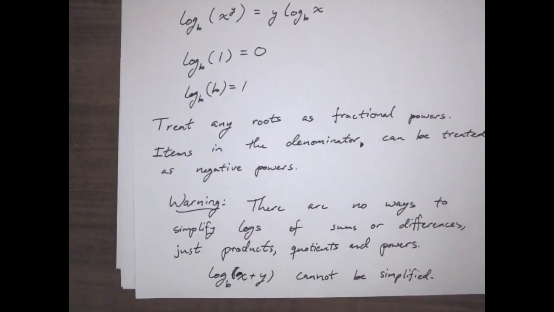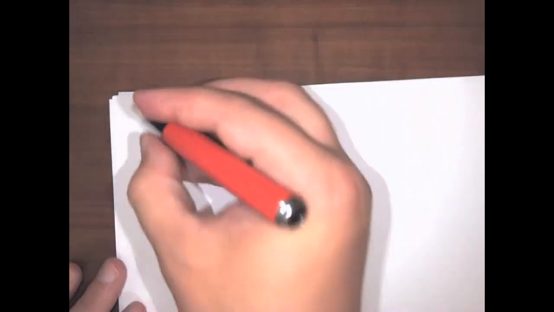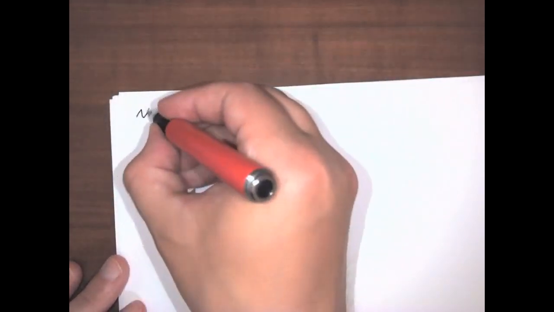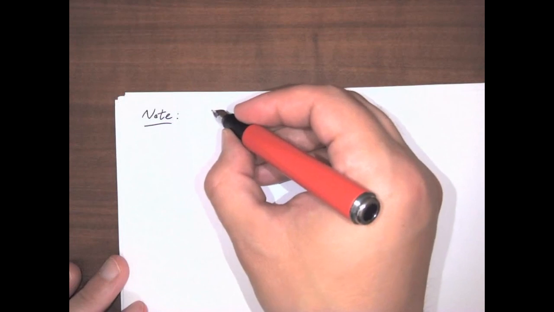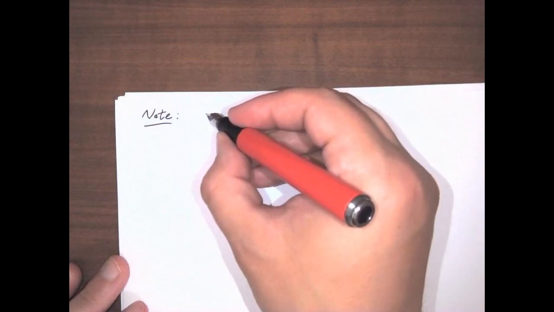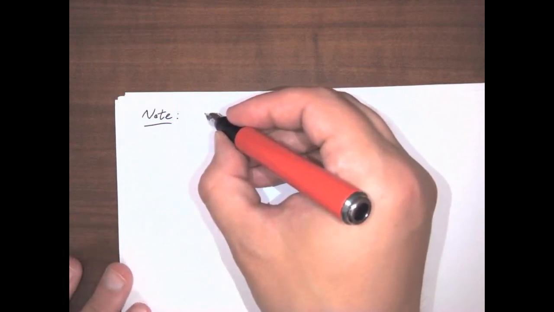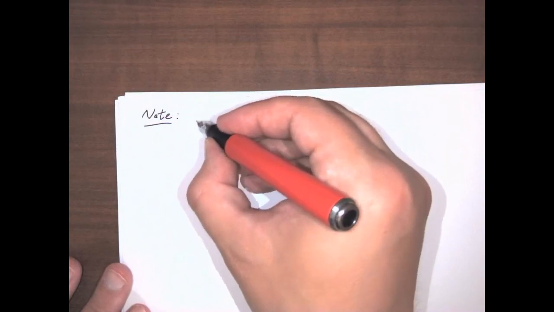Okay, so now let's actually try using this. To actually use this, we can go in a couple of different directions. One is to condense, one is to expand. One note about this: all of these properties require the base to be the same, and all of these properties work in two directions.